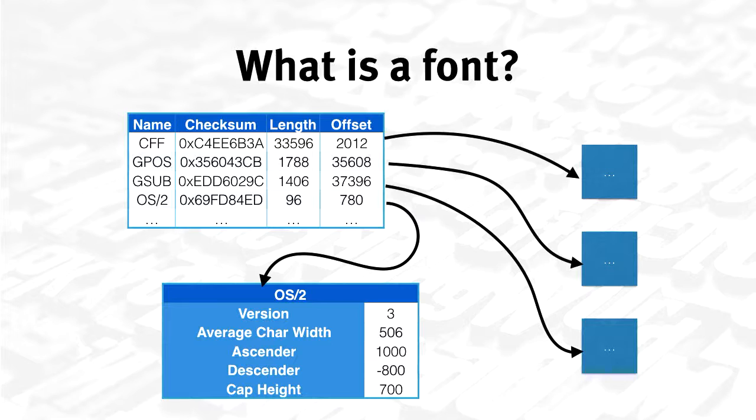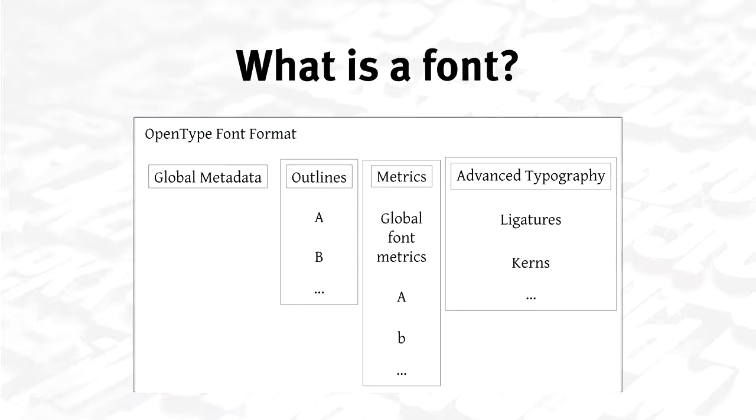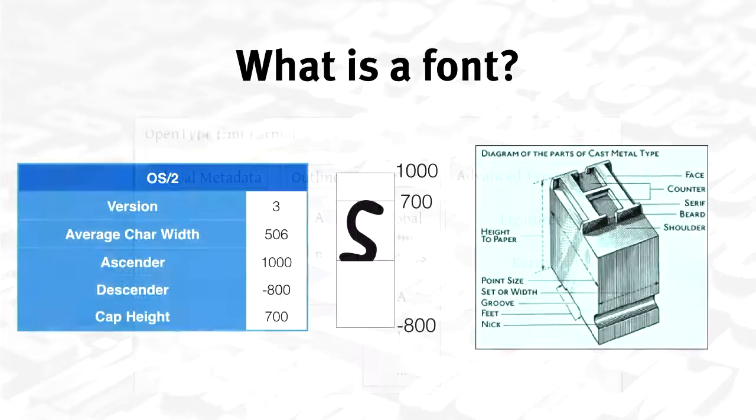And then one of those tables is OS2, and like a database, it's got some stuff in it. So actually, very little of an OpenType font is the little black squiggles. It's not really very much about the outlines. There's a whole chunk of metadata about the font itself, about how wide things are, how big things are, how tall they are, and then there's some advanced typography features, which we'll have a look at a bit later.